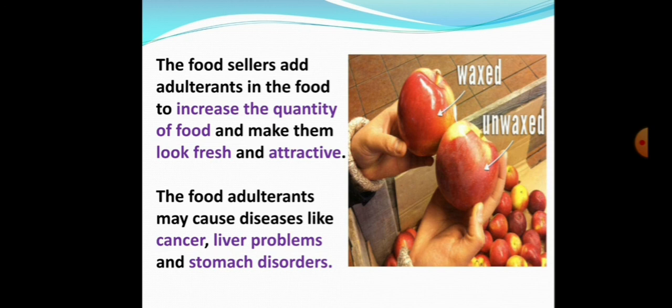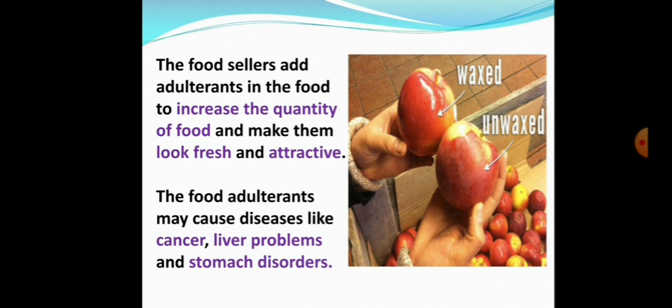So these food adulterants, when we eat them, we don't know that we are eating this thing. But when we eat them, it causes many diseases. Like cancer. These days so many cancer patients are increasing. Why? Because for so many years we have been consuming these chemicals, these harmful substances. That's why all these diseases are increasing: cancer, liver problems and stomach disorders. So we should not eat adulterated food. We should avoid eating adulterated food.